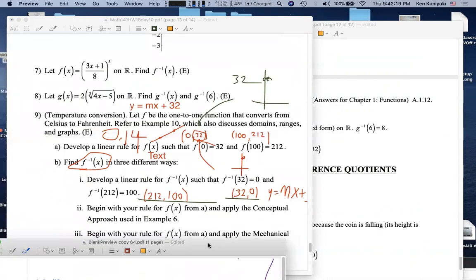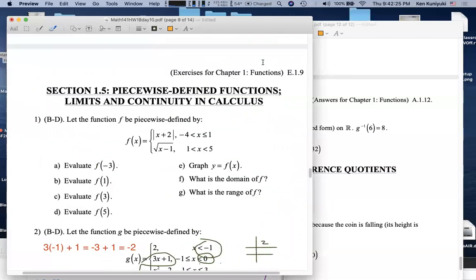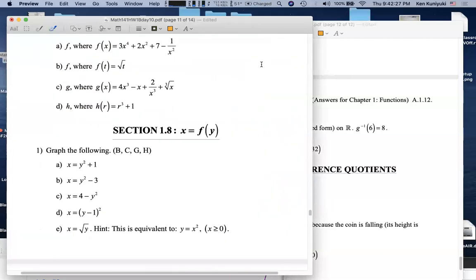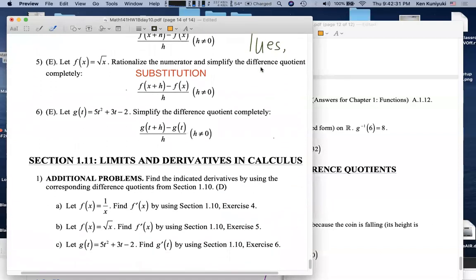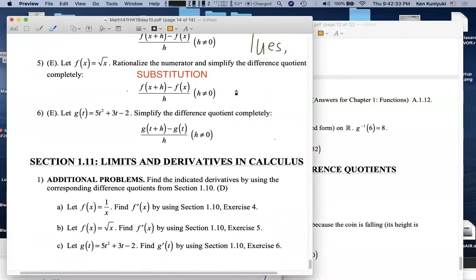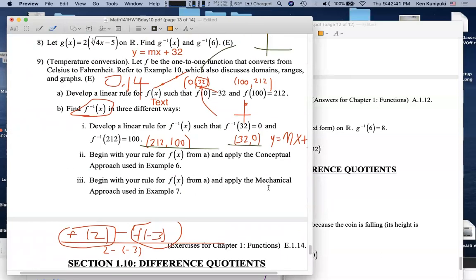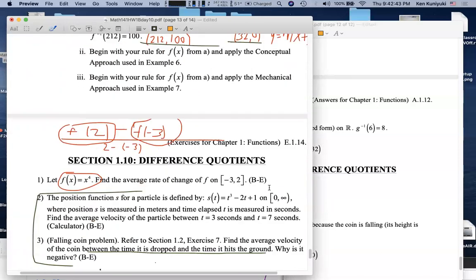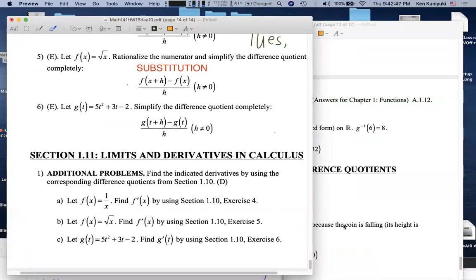Let's see. Yeah, I'm getting lost with all the questions. We're on 1.10, number 6. Okay, right. Because 4 I did Tuesday, 5 I just did, 6 is the last difference quotient. All right. Is that where we are? 198? Yeah, we just did 198 and 110.6.